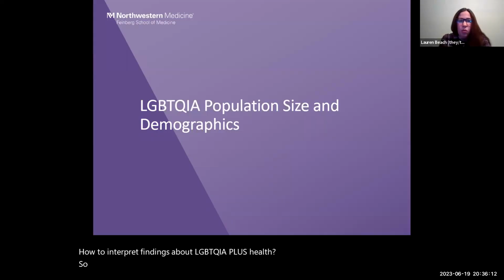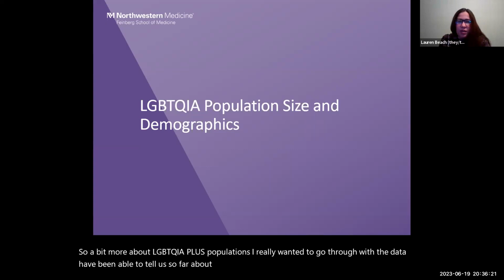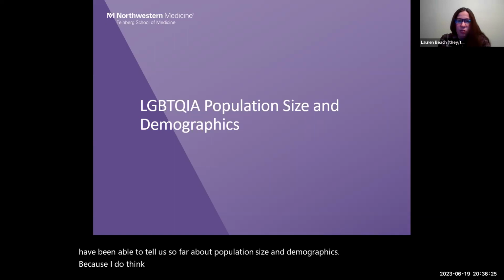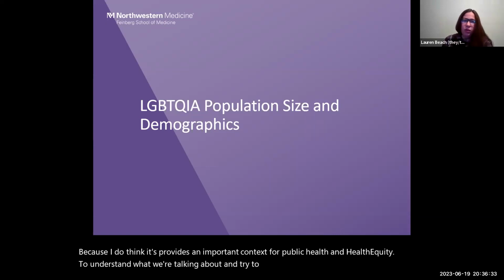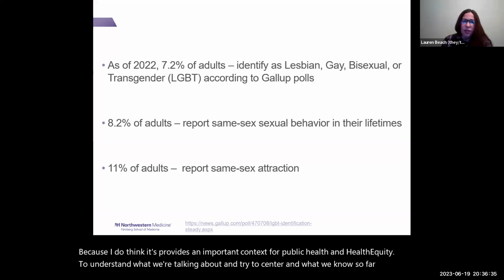So a bit more about LGBTQIA+ populations. I really wanted to go through what the data have been able to tell us so far about population size and demographics, because I think it provides important context for public health and health equity to understand what we're talking about and to center what we know so far on these topics.